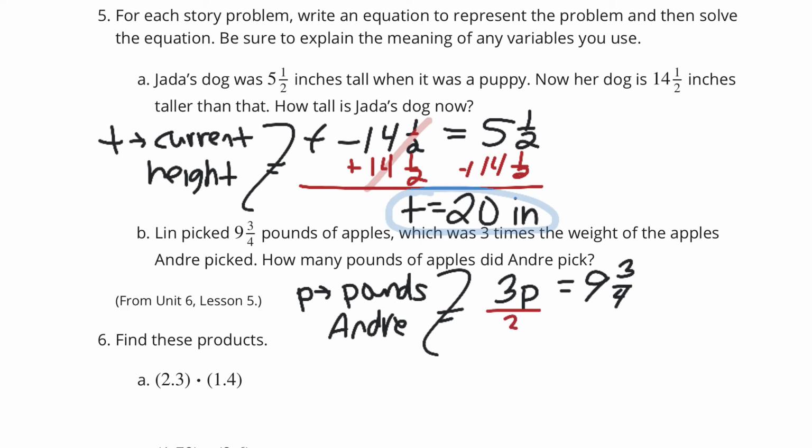Not sure if you can hear the car honking in the background here with my microphone, but anyways, 3P, 3 times the weight that Andre picked, was equal to the 9 3/4. And so now if I divide this by 3 on the left and the right side, 3 divided by 3 becomes 1. So whatever 9 3/4 divided by 3 is going to be our solution.